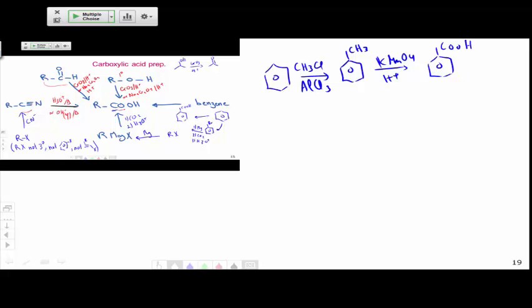So mainly I'm repeating the slide before, guys, okay? So it's KMnO4 for any alkyl as long as the benzylic carbon has at least one benzylic hydrogen.